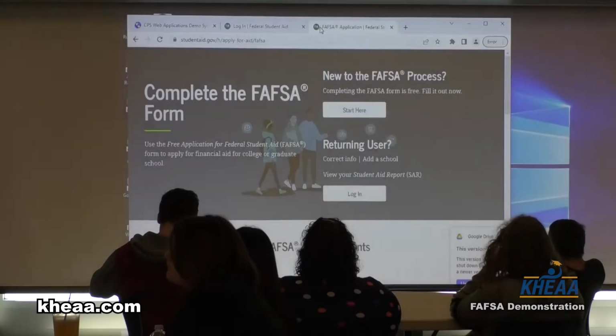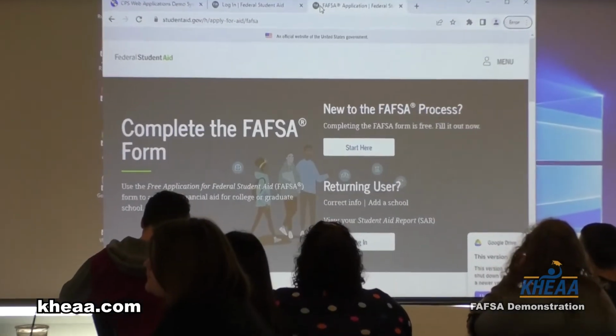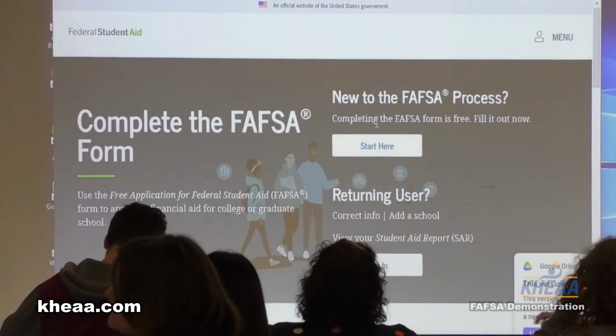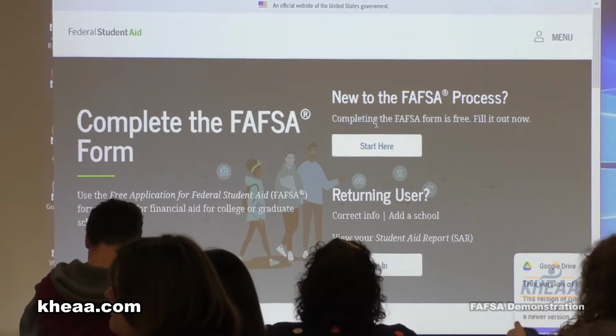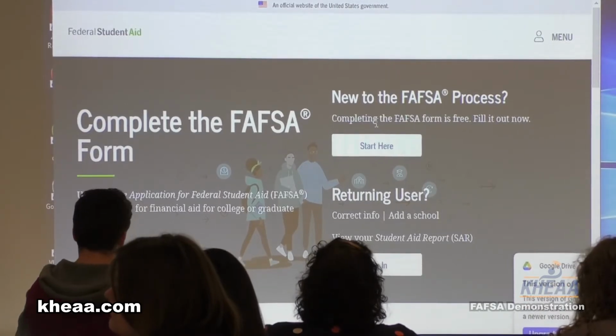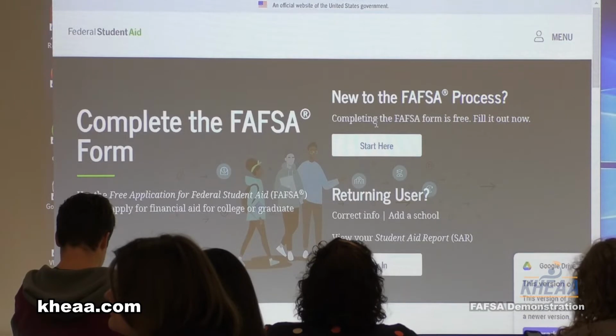So before I get into this presentation, I'm going to show you how to access that, okay? You're going to go to FAFSA.gov. Everybody type notes in your phone, do whatever, because this is vital information, very important, because the FAFSA opens tomorrow. Whether you want to go to a trade school or a four-year university, you're going to have to fill this out, okay?